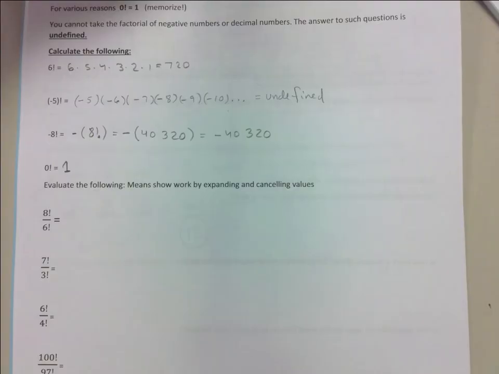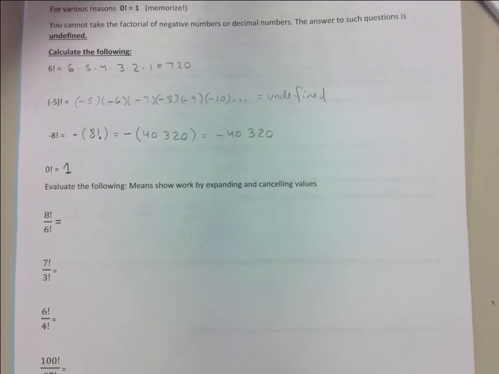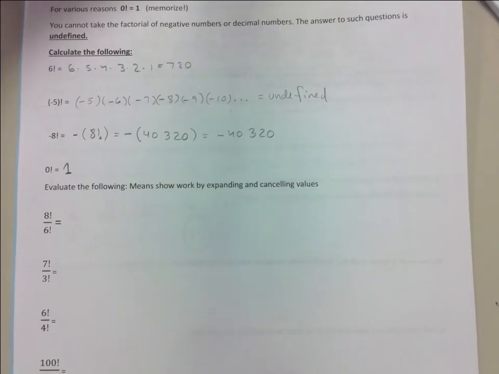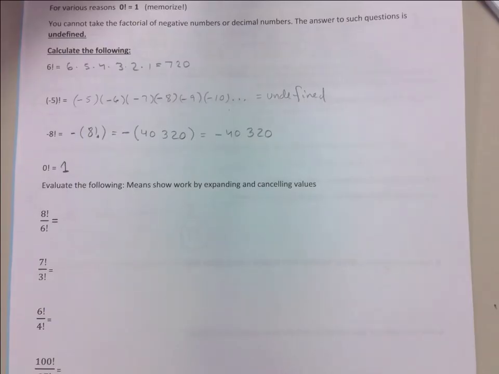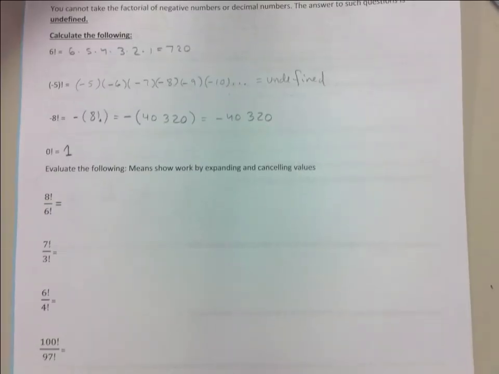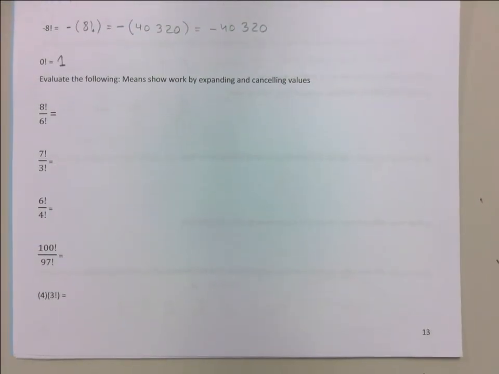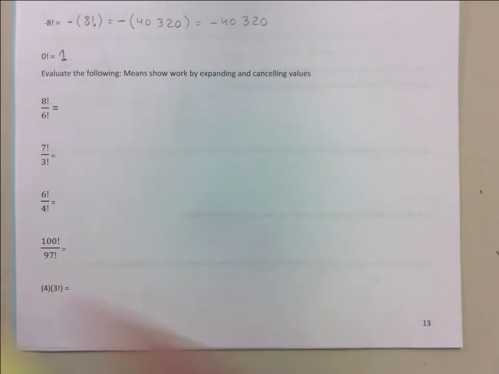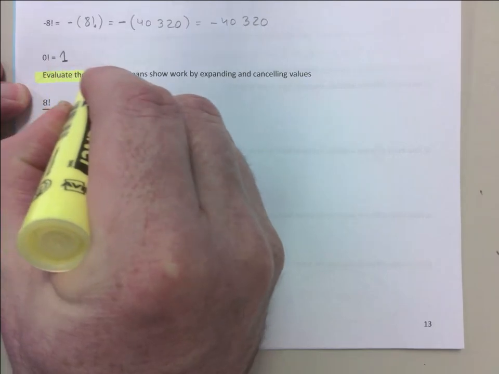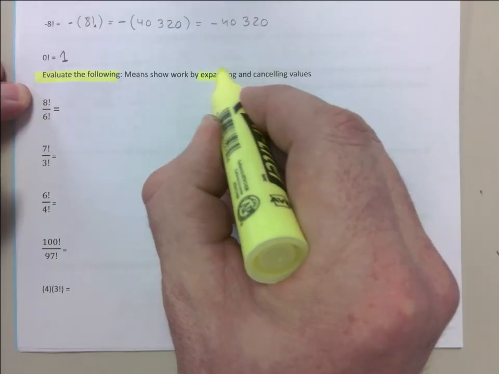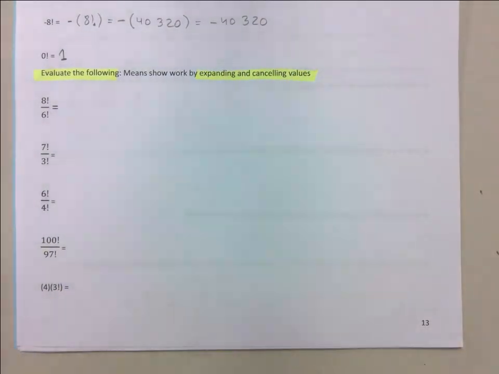And here you have some examples. I need you to be able to do these not just by typing them in, but actually know what factorials do. Like, what is a factorial next to a number? What is a factorial next to a variable? Okay, so I'm going to ask you to evaluate. What does evaluate mean? It means to expand and try to cancel values out. Okay, so watch what I'm going to do here.